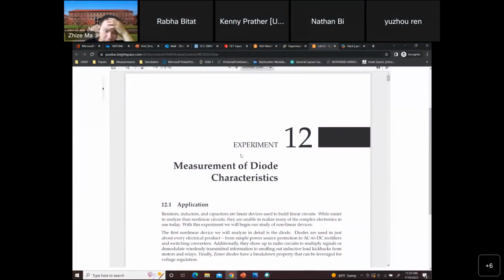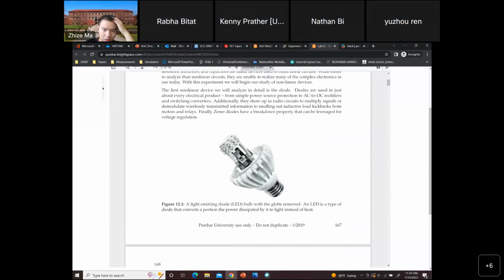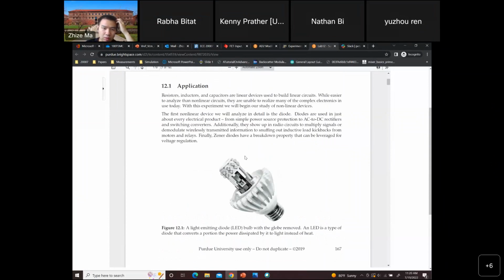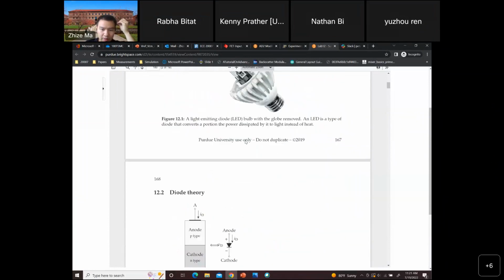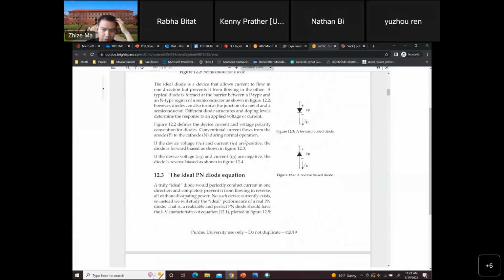Okay, so today is experiment 12, which is about diodes. The diode is the first nonlinear component we learn this semester. You studied the resistor, capacitor, and inductor before. They are all linear circuits. If you remember, you verified Ohm's law for all of them, or at least the resistor and the capacitor. But the diode is a nonlinear component.